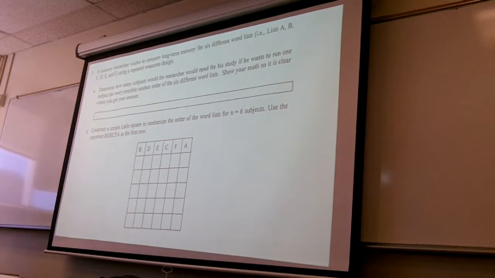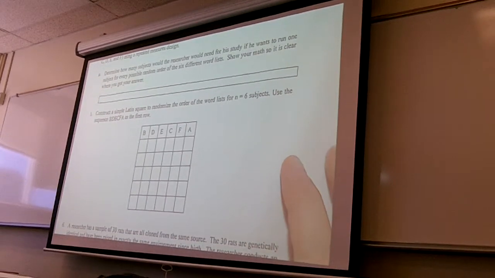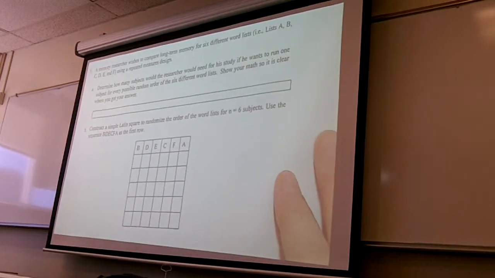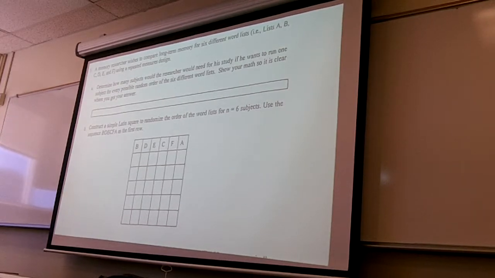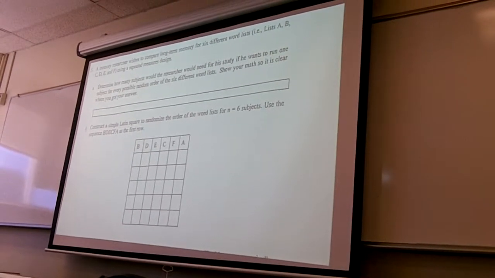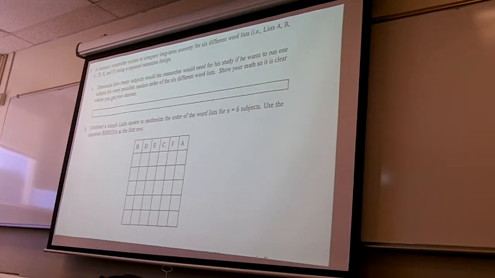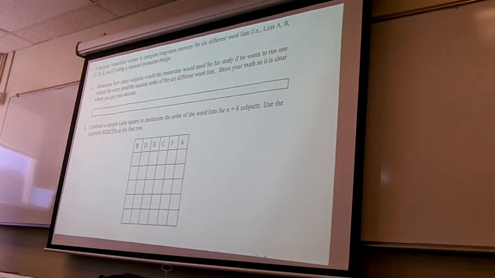Okay. All right. It says, a memory researcher wishes to compare long-term memory for 6 different word lists. In other words, list A, list B, list C, list D, list E, and list F, using a repeated measures design. Repeated measures is another way of saying what? Within subjects, right? So this is a within subjects design. The same subjects are going to experience all of these conditions. All the subjects are going to see all the lists.